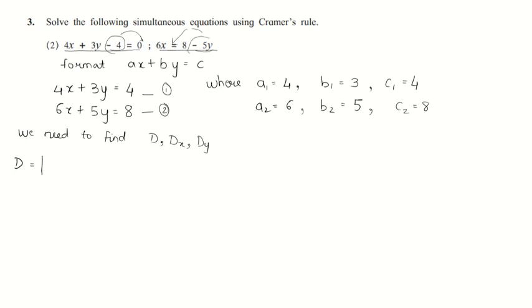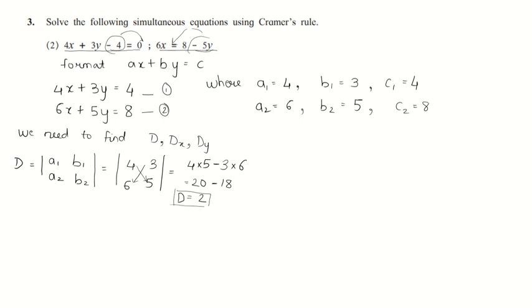Okay, d is equal to a1, a2, b1, b2 is equal to a1, a2 is 4, 6, b1, b2 is 3 and 5 is equal to 4 into 5 minus 3 into 6. So 4 into 5 is 20, minus 3 into 6 is 18. Answer is 2. D is equal to 2.